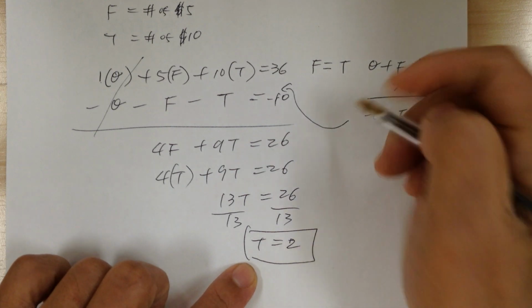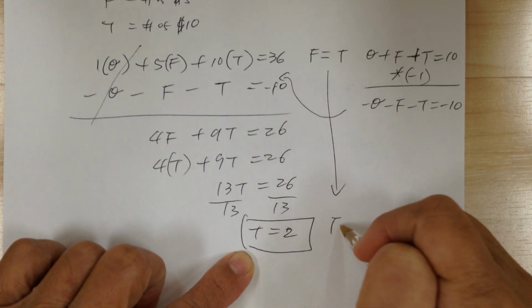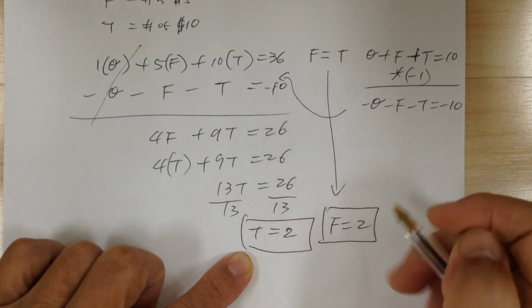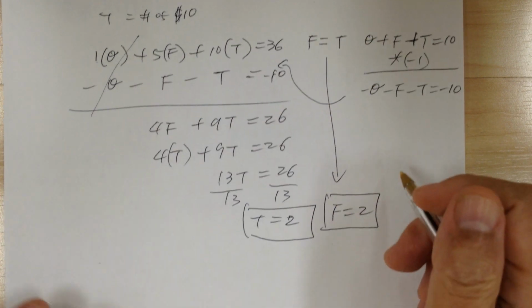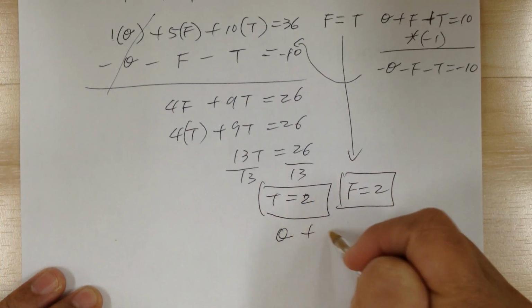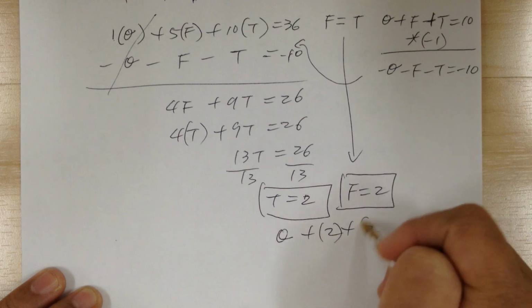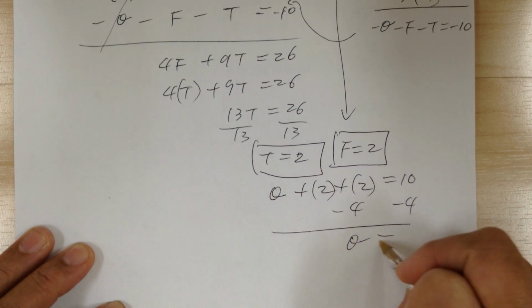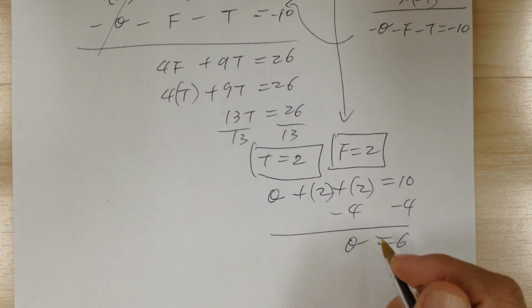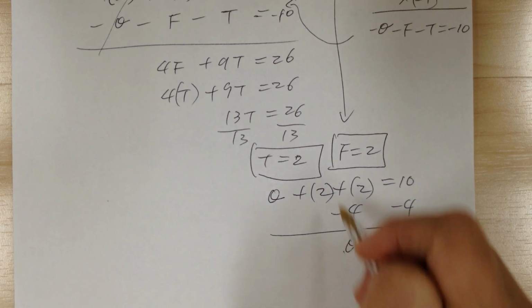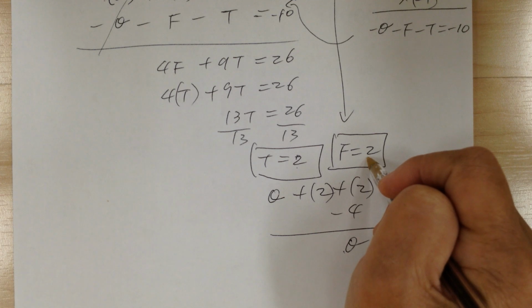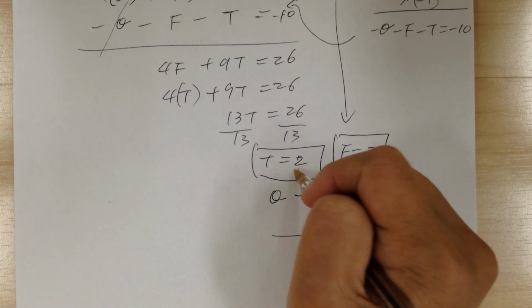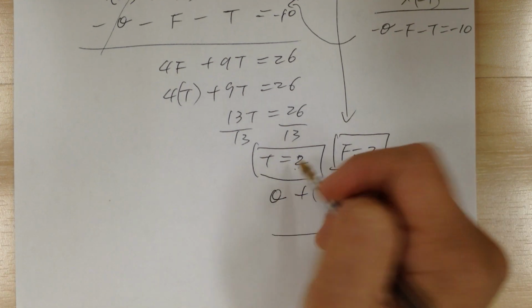Once I find T equal to 2, I'm using up here, so F will also equal 2. And to find O, I can use this one over here. So I got O plus 2 plus 2 equal to 10, so minus 4. So I got O equal to 6. Okay, so now look for the answer. So you got 6 $1 bills, two $5 bills, and two $10 bills. So this would be answer B.